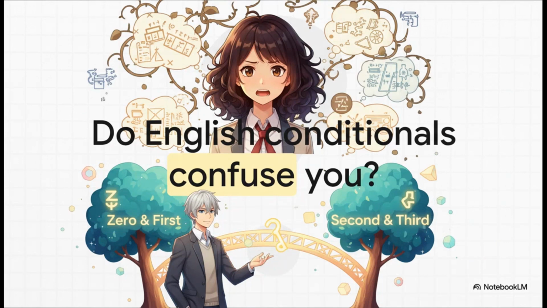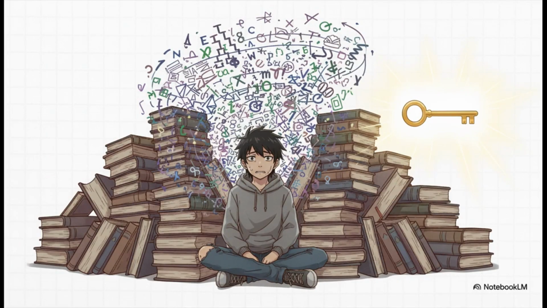So, be honest for a second. Have you ever felt your brain just tie itself in knots trying to remember the difference between zero, first, second, and third conditionals? If you have, you are definitely not alone. And there's a really good reason for all that confusion. Most grammar books just throw all of these different types at you at the same time, and it's basically a recipe for information overload. But what if there's a much simpler way to think about it?